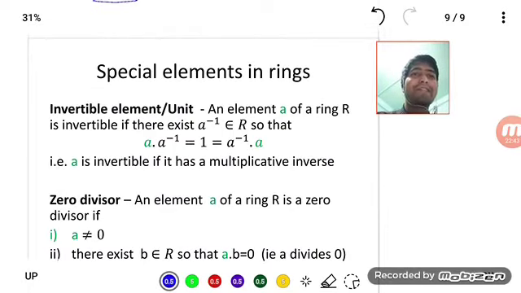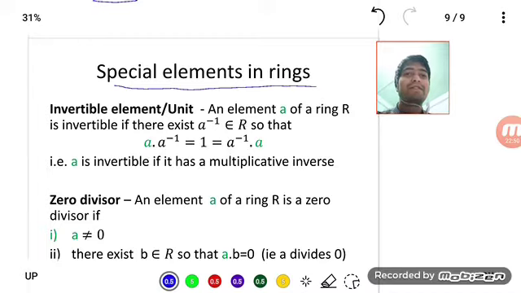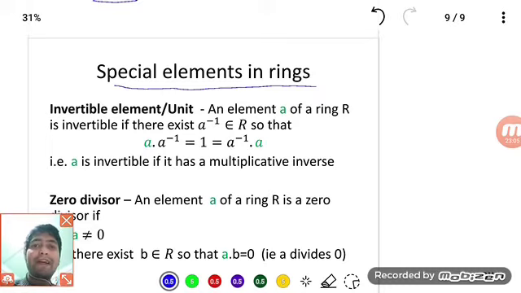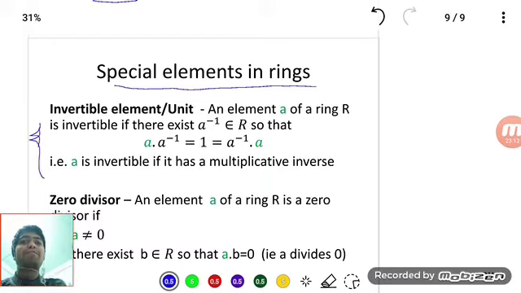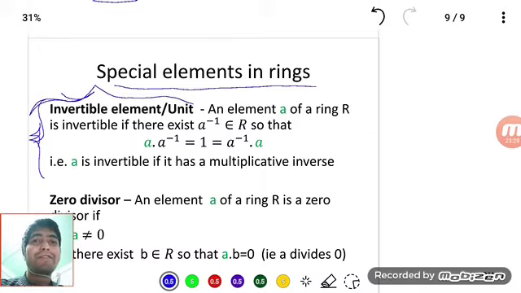Again, before going into examples, we will have a look at some special elements in rings. Remember I said that every ring must have an additive identity. It always exists. The additive identity always exists, but the multiplicative inverse may or may not exist. So that is why all the elements that have multiplicative inverses will be called invertible elements.